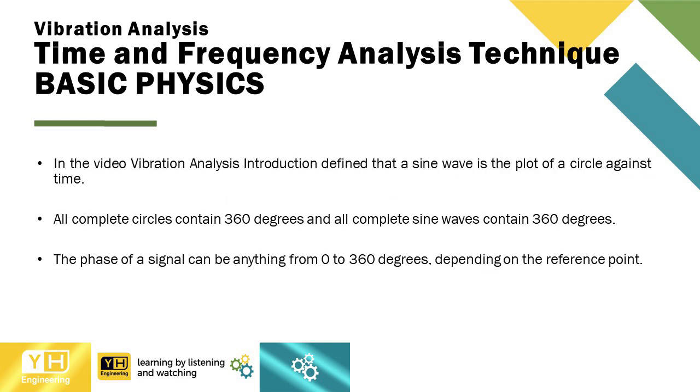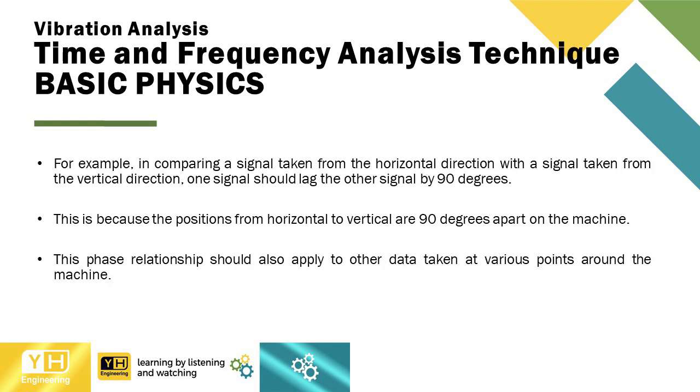In the video Vibration Analysis Introduction, we defined a sine wave as the plot of a circle against time. All complete circles contain 360 degrees and all complete sine waves contain 360 degrees. The phase of a signal can be anything from 0 to 360 degrees, depending on the reference point. For example, in comparing a signal taken from the horizontal direction with a signal taken from the vertical direction, one signal should lag the other signal by 90 degrees. This is because the positions from horizontal to vertical are 90 degrees apart on the machine. This phase relationship should also apply to other data taken at various points around the machine.